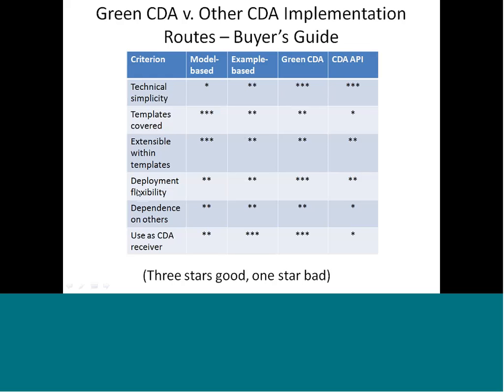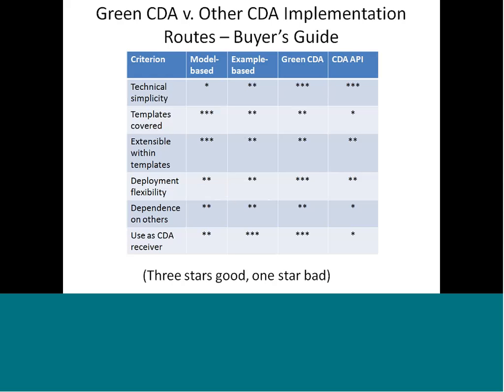Deployment flexibility is worth talking about. If you're using a model-based approach, you've probably done that in Java, for instance, and you need a platform that will run Java to actually do that work. Similarly, example-based, you'll have developed in one technology, and your platform will need to support that technology. Green CDA scores a little over the others in that it can be deployed either as Java or as an XSLT. And obviously, XSLT is an extremely flexible deployment method that will run more or less anywhere. So there's a bit of an advantage there.